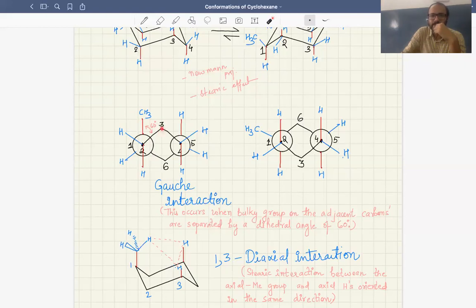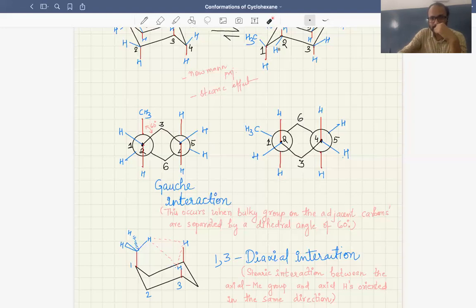Okay, so this bulky methyl group is in close proximity to another bulky CH2 group. Because of that, what will happen? There is a kind of steric interaction that is possible because of the close proximity of the methyl group with the bulky CH2 group. So this type of interaction is occurring in this structure in which they are in close proximity.